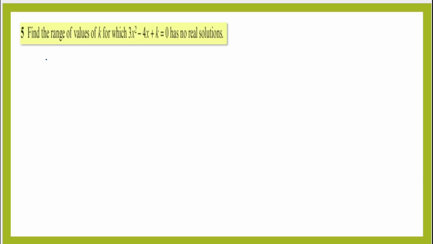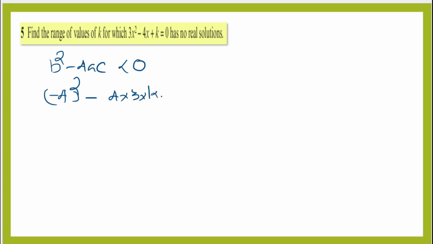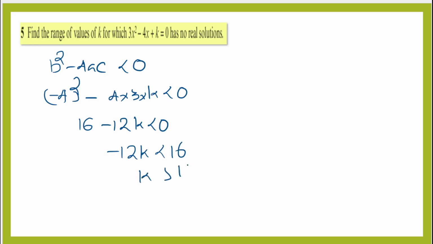Now let us find the range of values of k for which 3x square minus 4x plus k equals 0 has no real solutions. No real solution means b square minus 4ac less than 0. It's minus 4 squared minus 4 times 3 times k less than 0. That is 16 minus 12k less than 0. It implies 12k greater than 16. Now k greater than 16 by 12. It implies k greater than 4 by 3.